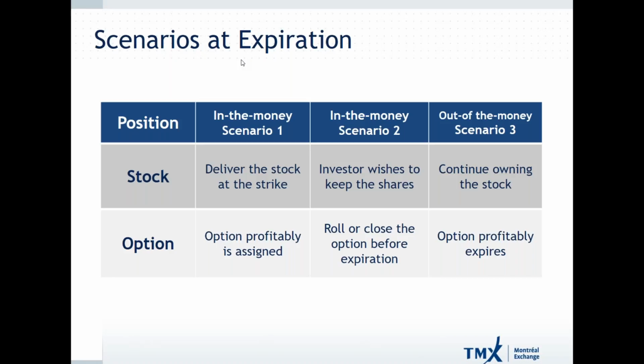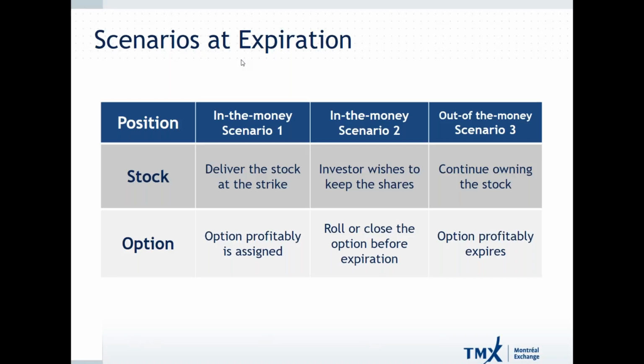So you may be satisfied with the appreciation in the share value. You may be satisfied with the premium that you've collected, and subsequently you're just happy to let that stock go. So the shares are delivered, so they leave your account and you get paid that difference, and the option expires profitably as it's assigned, and you keep that premium, and then you can look for a new opportunity, or you could even reinvest in the same stock if you wanted to do so.